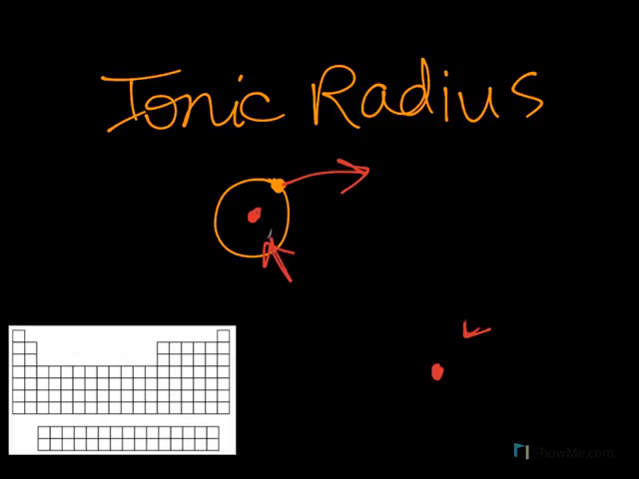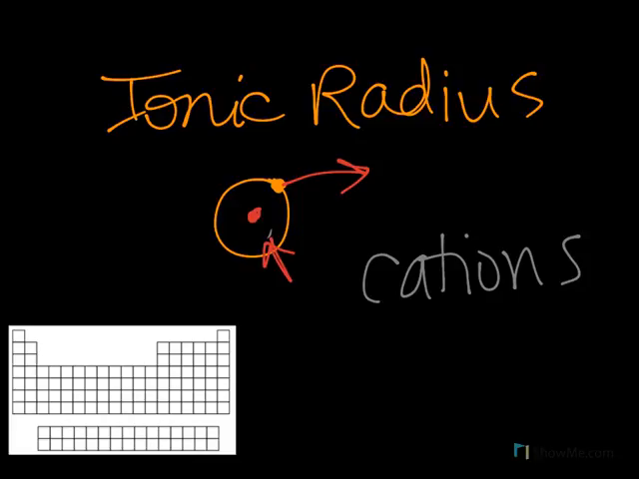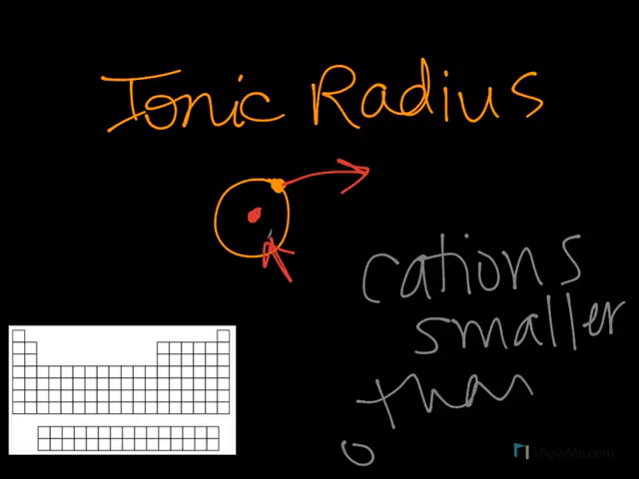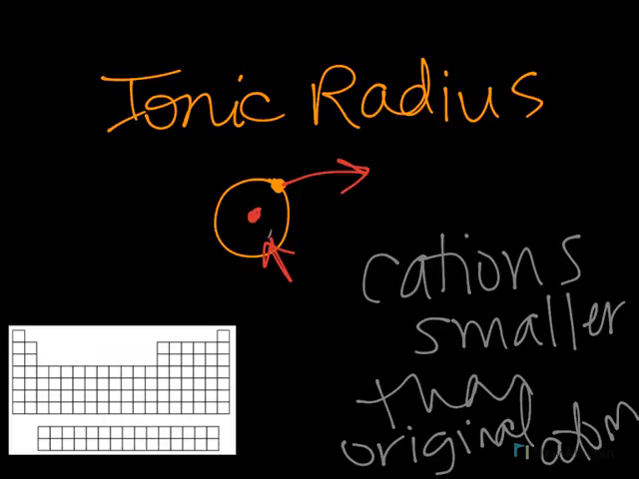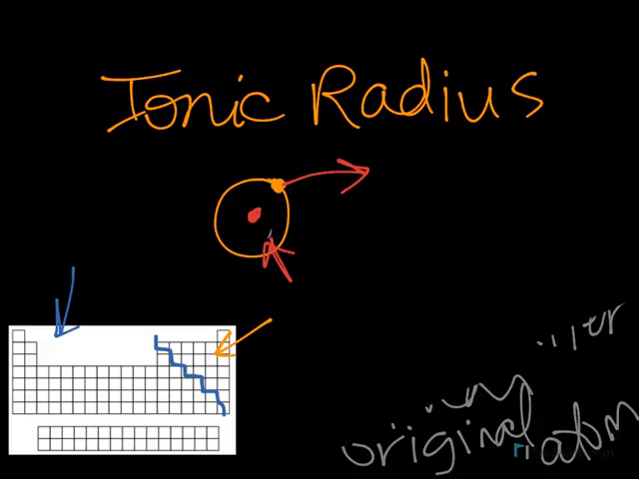So the trend is that if you are an atom that forms a metal, or excuse me, a positive ion or a cation, your cation would be smaller than the original atom. That being said, everything that forms cations is on the left side of the periodic table, the metals. If we draw a stair-stepper line here, everything on the right side of the periodic table forms anions. Well, if you're an anion, that means that you are gaining electrons.